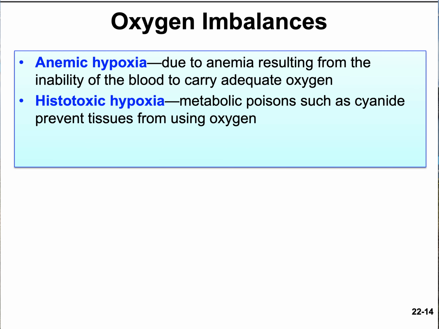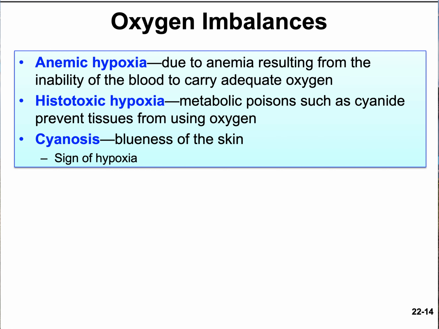Histotoxic hypoxia right here are poisons. So this could be cyanide gas, for example, that is going to prevent you from carrying the oxygen. And finally, cyanosis is not a type of hypoxia. It's a condition. It's a sign of hypoxia in which maybe your lips look blue, the palms of your hands. We all vary in our skin pigment, and so sometimes darker skin might be a little tougher to see the hypoxia. But cyanosis might show up in the palms of the hands, which tend not to be pigmented.